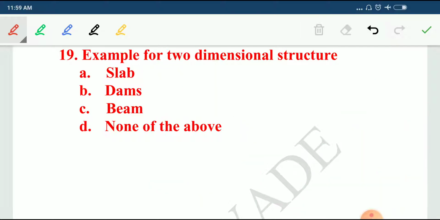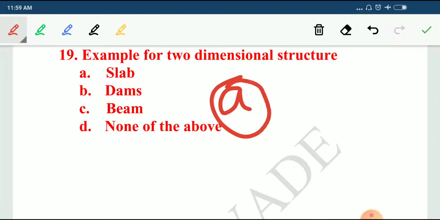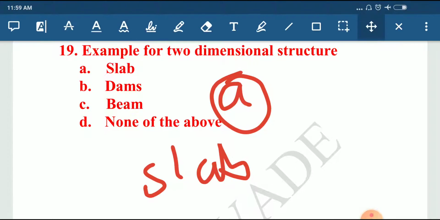For this one, which is the correct answer? A is the correct answer for this question. That is, slab is the answer. Okay, so we'll go to the next question.